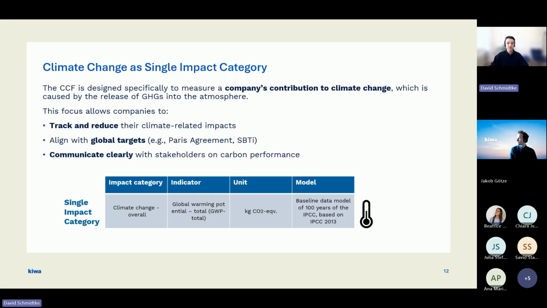And through this single impact category, this kilogram of CO2 equivalent, we get increased comparability and ease of use for different stakeholders.